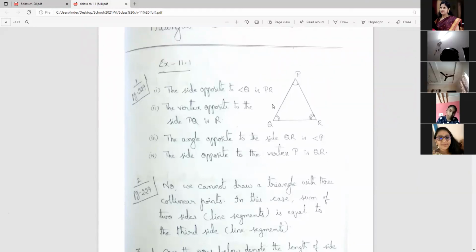Next question: the vertex opposite to the side PQ is R. Third one, the angle opposite to the side QR. Which is the angle opposite to QR, children? Angle P.